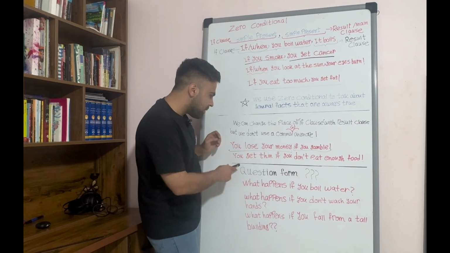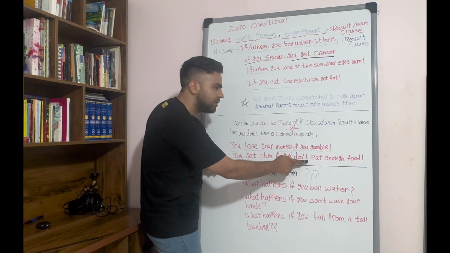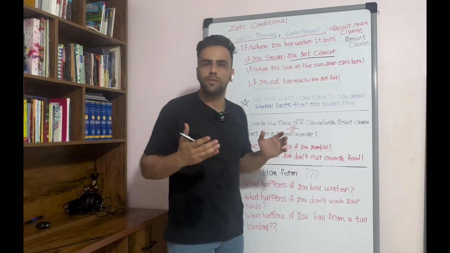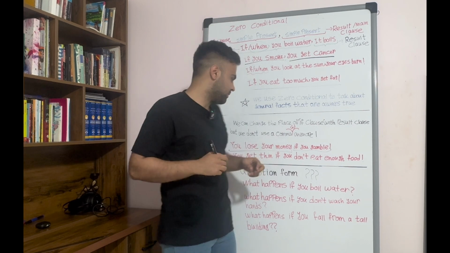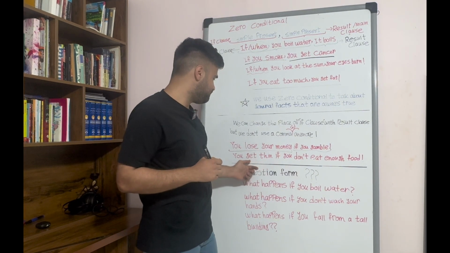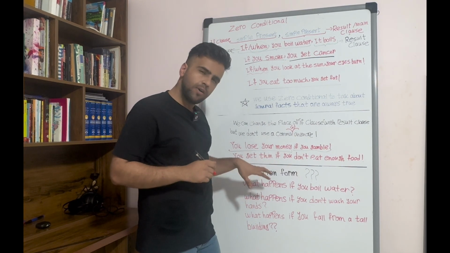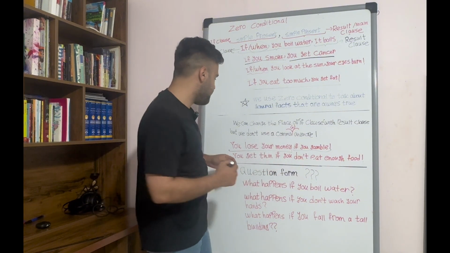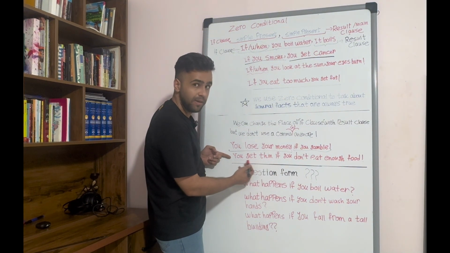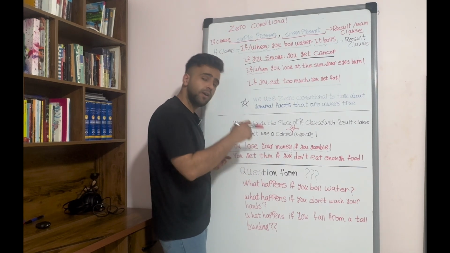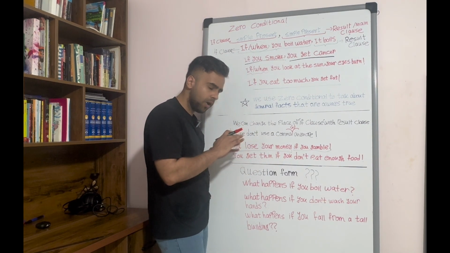So another example: you get thin if you don't eat enough food, right? So if you don't eat enough food, you get thin, right? Because you're eating not enough food. So do we have a comma here? Again, no. Why? Because I'm using the result clause in the beginning, not the if clause. So when I'm using the result clause in the beginning, no comma.